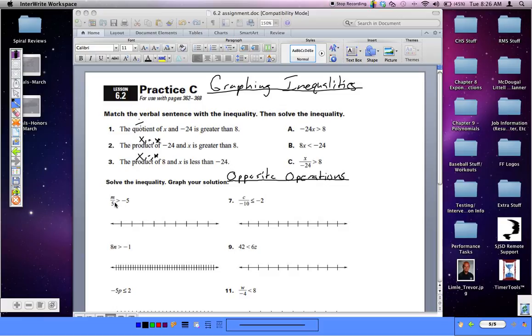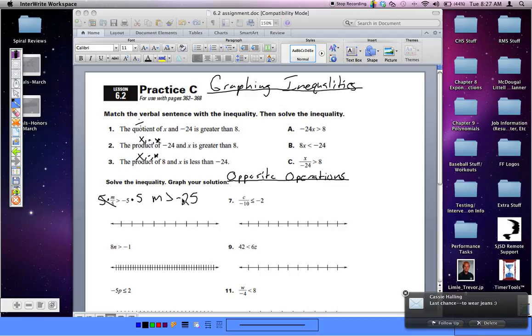Because the term attached to my variable is being divided, in order to get rid of that term, I have to multiply. So if I multiply by 5, then I'll have to do the same thing on the other side. And these ones will cancel, which leaves m, and that is going to be greater than negative 5 times 5 is negative 25. Okay? So at this point, we're ready to put on a number line.